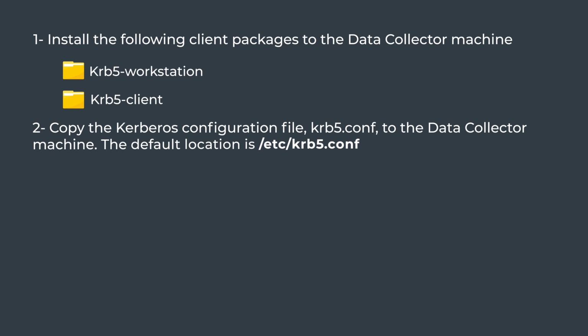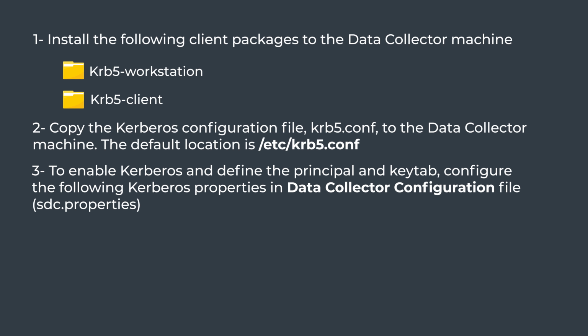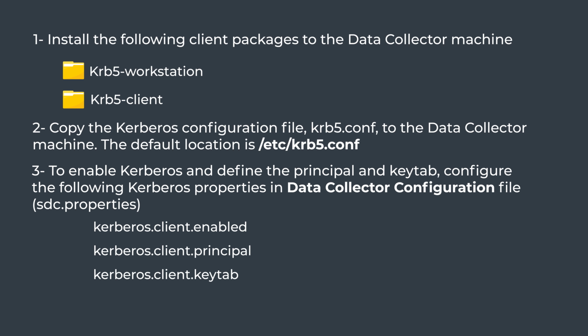As the second step, we should copy the Kerberos configuration file, krb5.conf, to the Data Collector machine. The default location should be /etc/krb5.conf. The krb5.conf file contains Kerberos configuration information, including the locations of the key distribution centers, KDCs, and the admin servers for the Kerberos realms, the default settings for the current realm, and the mappings of host names to Kerberos realms. The third step is to place the keytab file in the SDC conf directory.